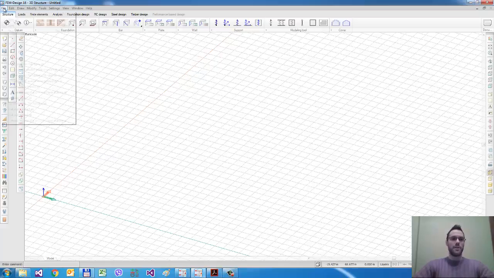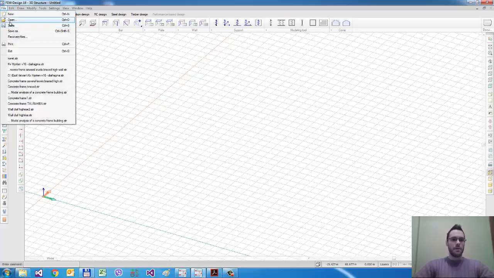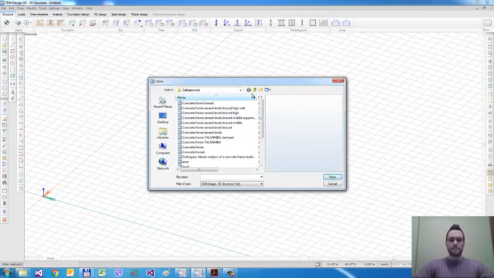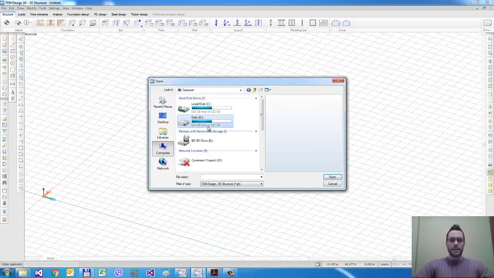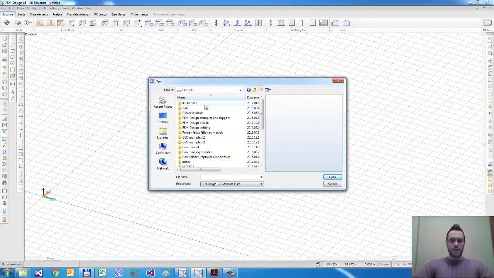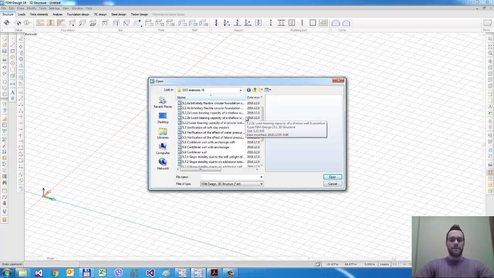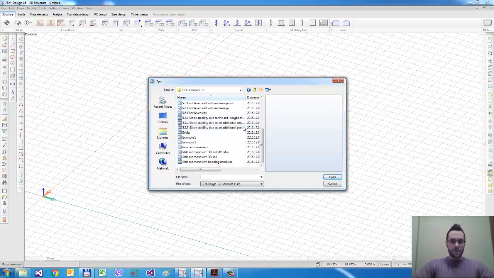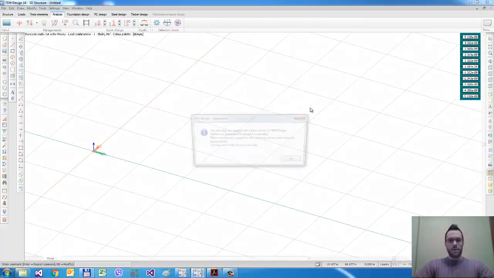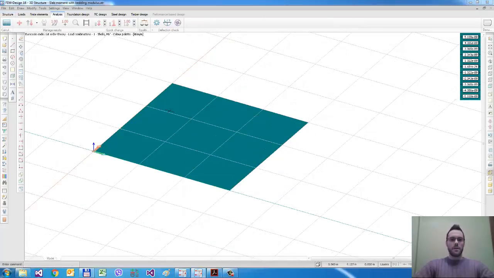So let's start with a very simple example. I will show you first a very easy example about a slab, a foundation slab, and I will show you what the difference is between the bedding modulus and three-dimensional soil calculation. So first of all, let's see a simple plate.